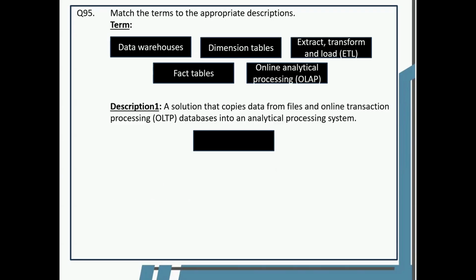The first description is a solution that copies data from files and online transaction processing databases into an analytical processing system. Friends, ETL is the process of extracting data from source systems, which can be files, OLTP databases, transforming it into the required format and loading it into an analytical system.